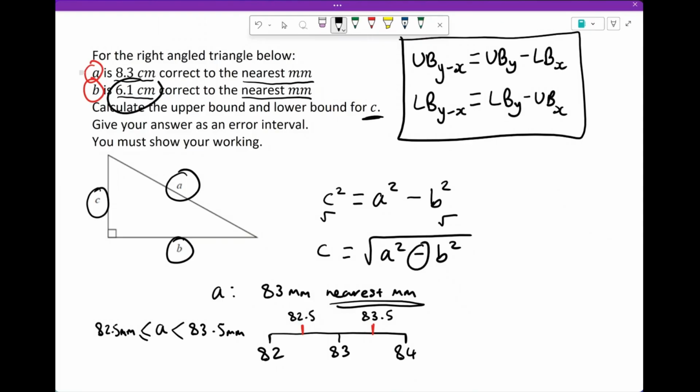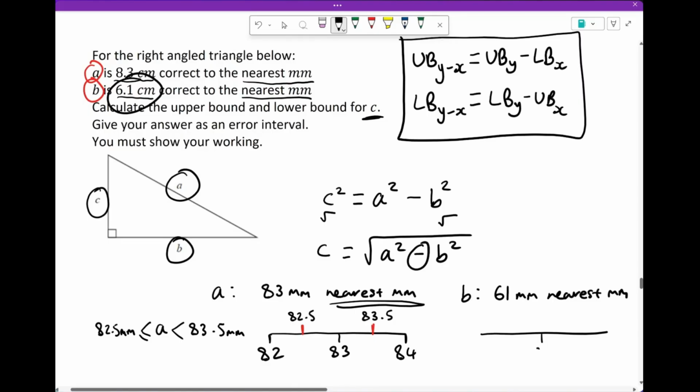Now let's do B. So B was 6.1 centimeters to the nearest millimeter. So for B, if we convert to millimeters, it would be 61 millimeters if we times by 10. And of course, we're working to the nearest millimeter again. So then we can set up my number line, 61 in the middle. Now nearest millimeter meant nearest 1. So we're going to add 1 to get 62, subtract 1 to get 60. And then my upper and lower bound are, of course, my midpoints. So my upper bound is going to be 61.5. My lower bound is going to be 60.5.